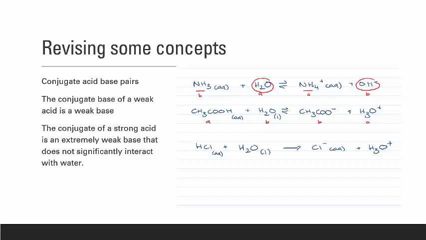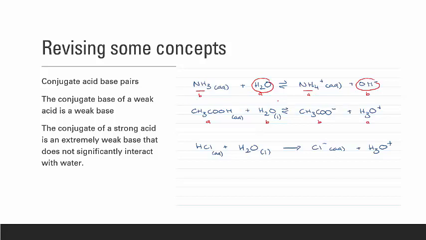Now the other really important concept is that if we have a weak base, then its conjugate acid is a weak acid. If we have a weak base such as ammonia, the ammonium ion is itself a weak acid. Now the strength of this acid is not quite as much as the strength of this base. Remember how we've got these equilibrium arrows. This reaction can go both ways. Ammonia can act as a base interacting with water, but the ammonium ion, if we put that in water, can also interact with water to some extent.